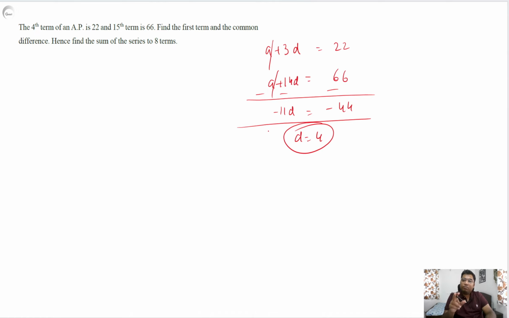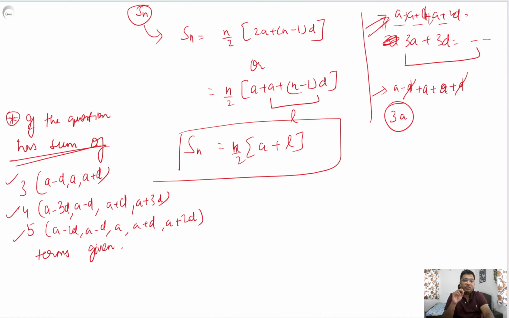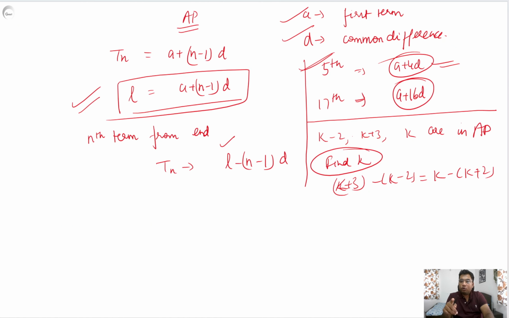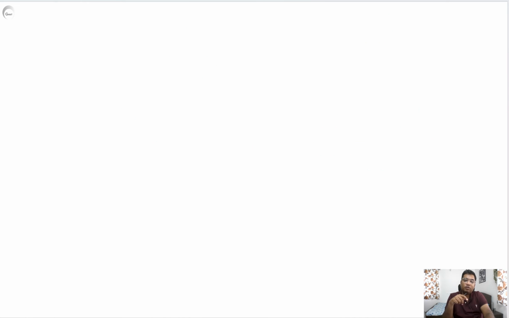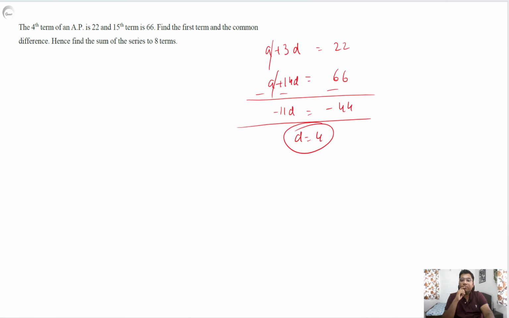First, remember what I mentioned: we need two things to solve any AP question, A and D. What you just found was the value of D, correct? So we need the value of A. What we will do is go back here and substitute. So we'll have A plus 3 times 4 is equal to 22.